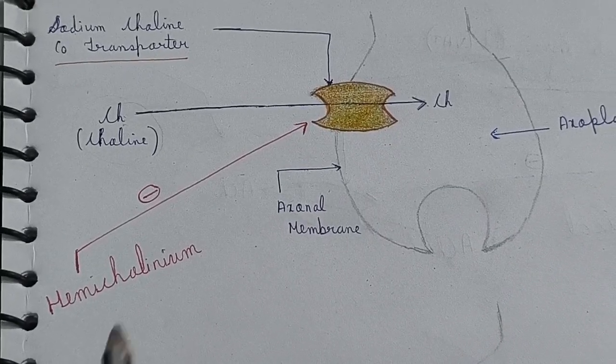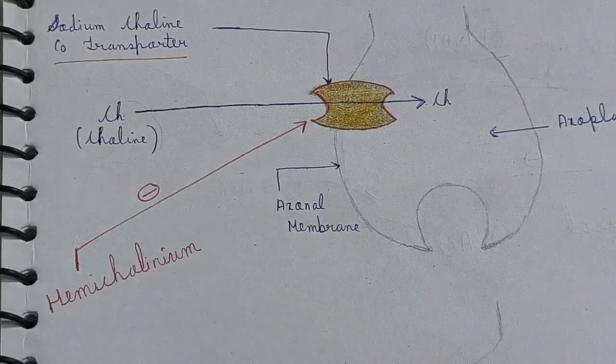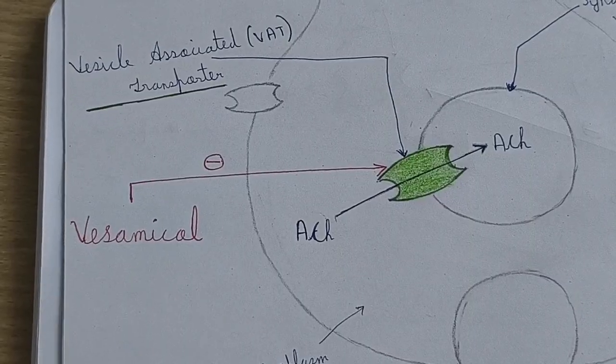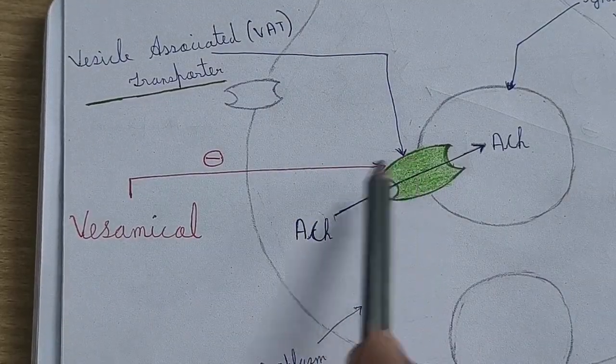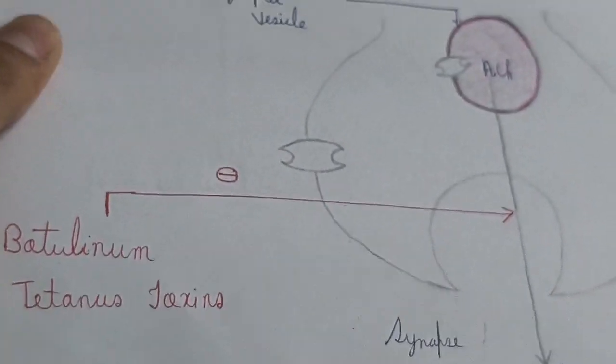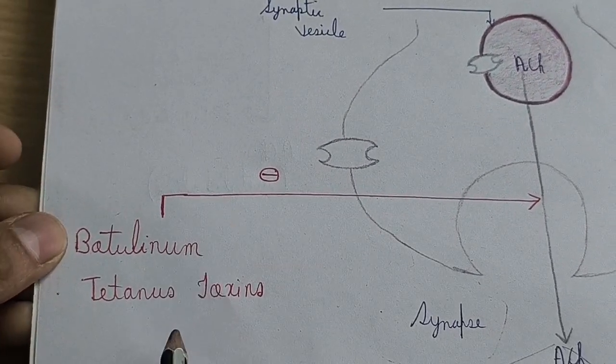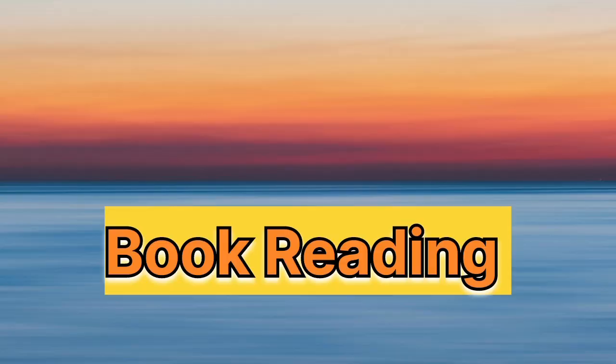So again, this is hemicholine, and this is vesamicol, and this is botulinum and tetanus toxins.